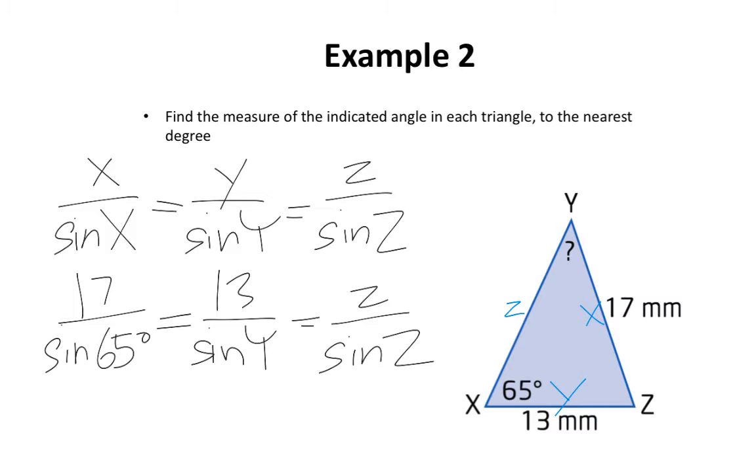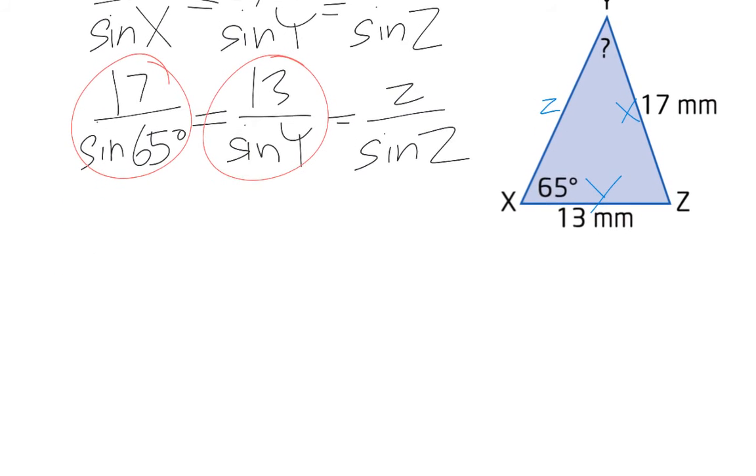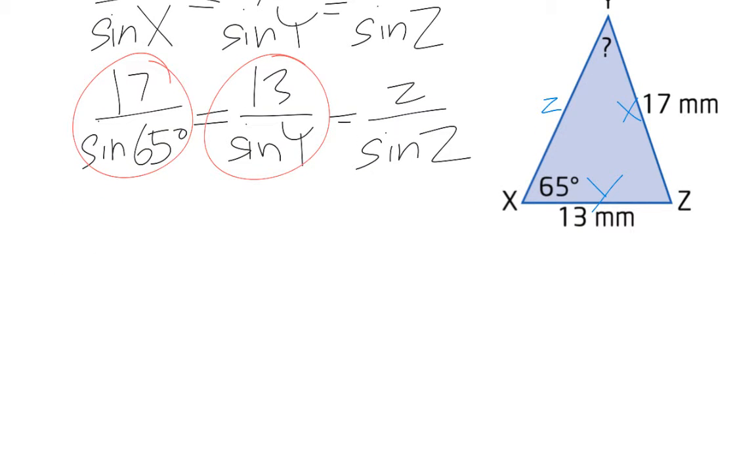Now, if you look back at the original question, we need to find the measure of the indicated angle, and the indicated angle is angle y. So we are going to be using this fraction for sure. Now we need one other fraction, and I have 2 choices. You're going to be using the fraction which has both its denominator and numerator filled with numbers and not variables. Okay, so at this point, we are going to rewrite those 2 fractions, which are equal to one another.